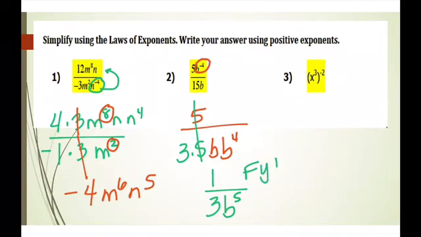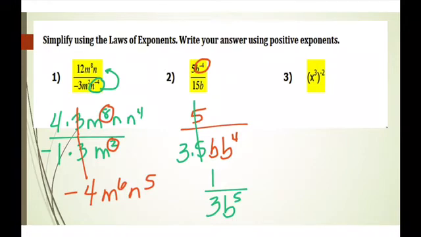FYI, another way to write that exact same expression is 3b to the 5th power to the negative 1, because that would mean that everything needs to be on the bottom in that. But you're not going to write it like that. I'm just telling you in case you see something like that later.